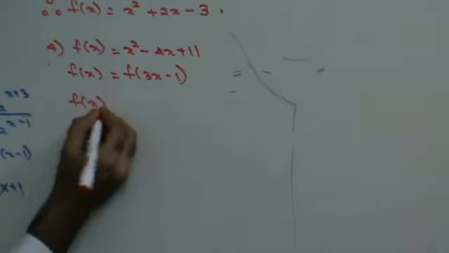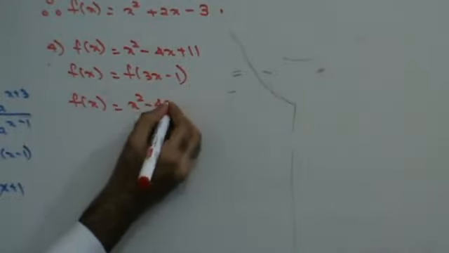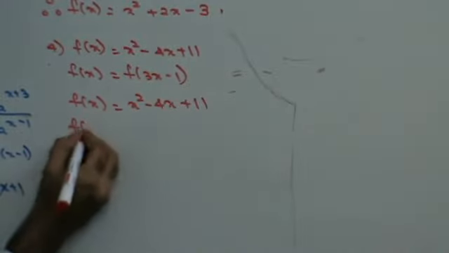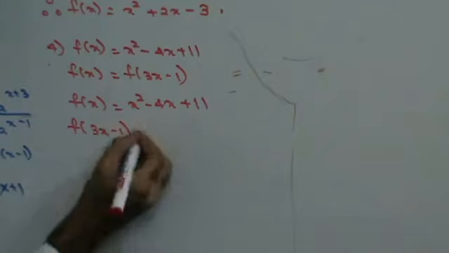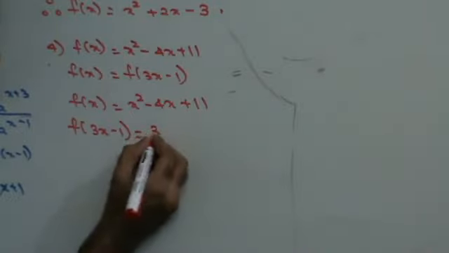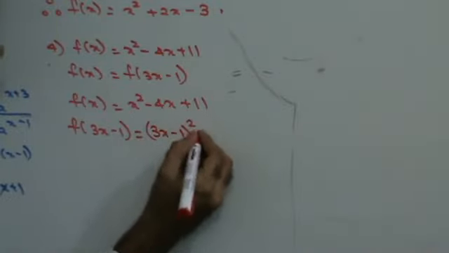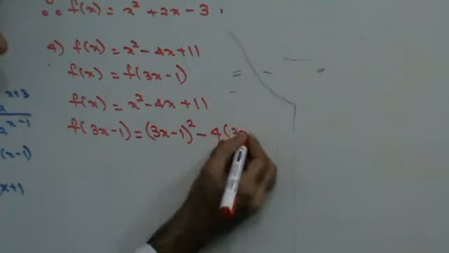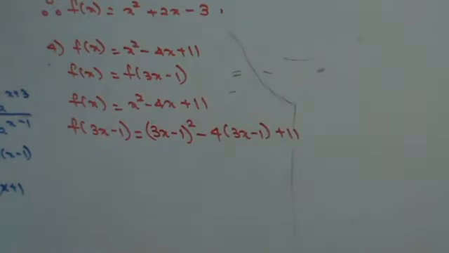Now f of x is given to you as x square minus 4x plus 11. F of 3x minus 1: wherever there is x, substitute the value of x as 3x minus 1. So this will be 3x minus 1 the whole square, minus 4 times 3x minus 1, plus 11.